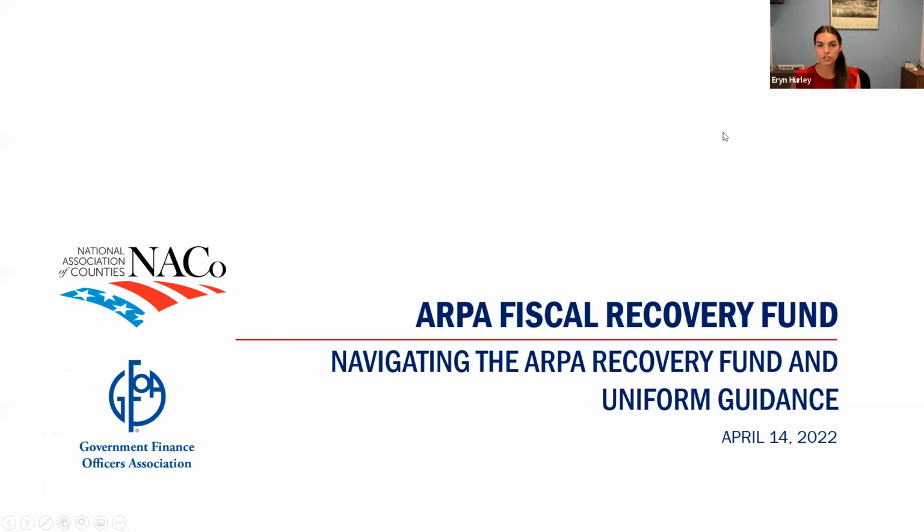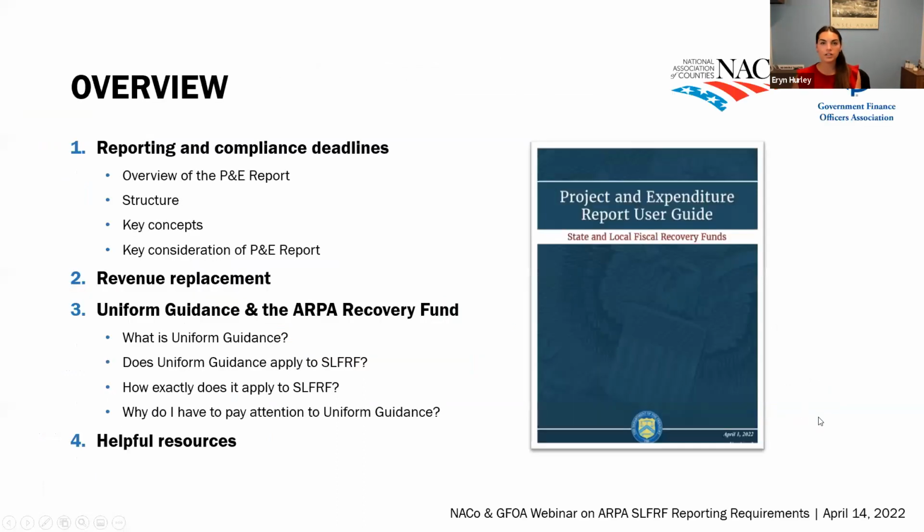All right, great. So this is just an outline of what we are going to be going over today. In terms of reporting and compliance deadlines, we'll do an overview of the Project and Expenditures Report, what the actual structure is of the report itself when you're actually in Treasury's portal. We'll also discuss key concepts, key considerations for the report. We'll talk about the revenue loss replacement and electing for the standard allowance or electing to continue with the Treasury revenue loss formula. And then, as I mentioned, talking about the uniform guidance and the recovery fund.